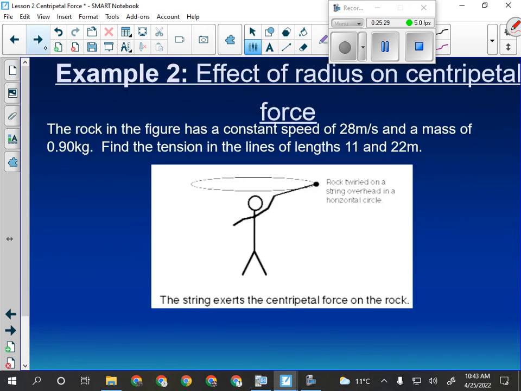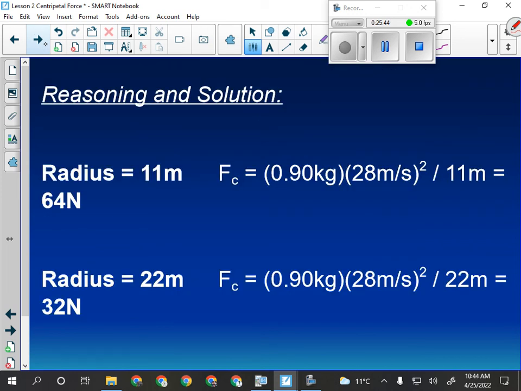And then if we're looking at the effective radius on centripetal force, so keep the speed the same now, okay? And we use 11 and 22 meter long strings for this. We're gonna see that the 22 meter long string needs half as much force because it's twice as long. Okay, so the radius of 11, 64 newtons, the radius of 22, 32 newtons. Okay, we just plug in those numbers, right? We're obviously just dividing by a number that's twice as large, so yes, naturally, our answer should be coming out. All right.